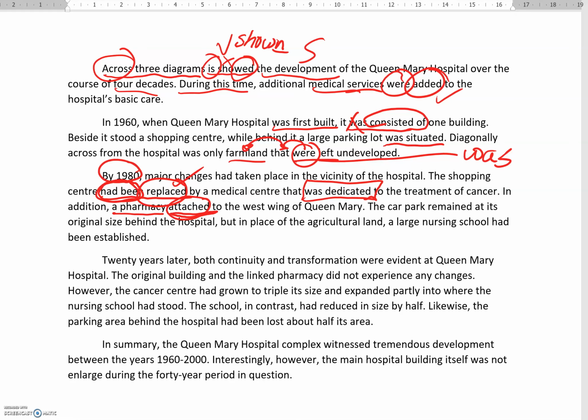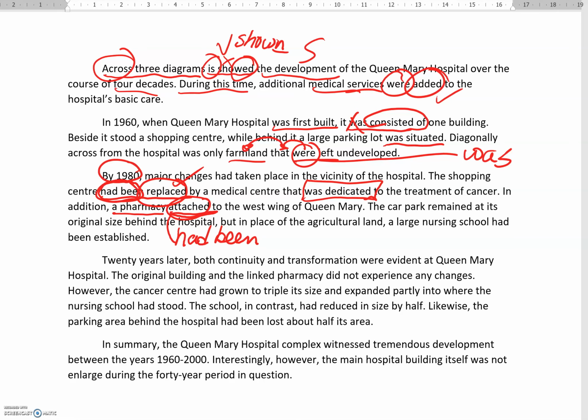Did the subject do the action? Yes, use an active verb. Did the subject receive the action? Use a passive verb. Okay. So since we were using past perfect, we use past perfect again. A pharmacy had been attached to the west wing of Queen Mary.